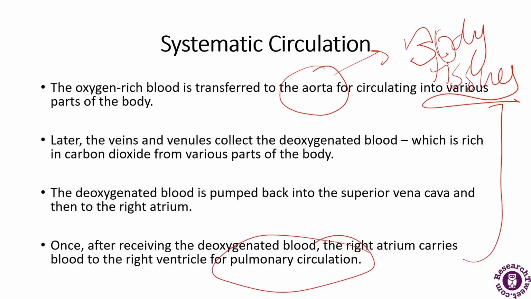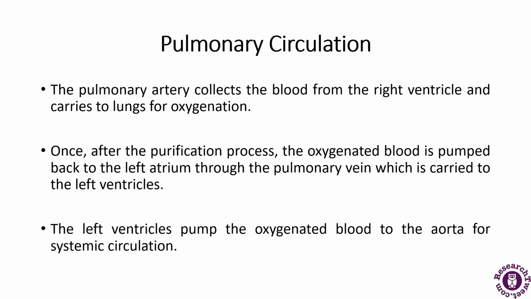Now what is pulmonary circulation? Pulmonary circulation is the one in which the blood circulates from the right side of the heart to the left atrium. In this pathway, what is happening? The pulmonary artery collects the blood from the right ventricle and carries it to the lungs for oxygenation. Once the purification process is done by the lungs, the oxygenated blood is pumped back to the left atrium through the pulmonary vein.